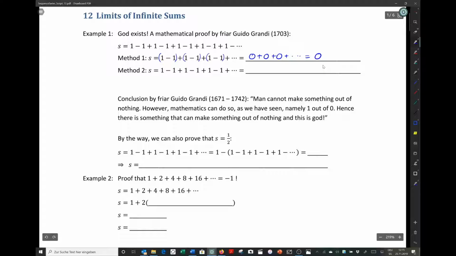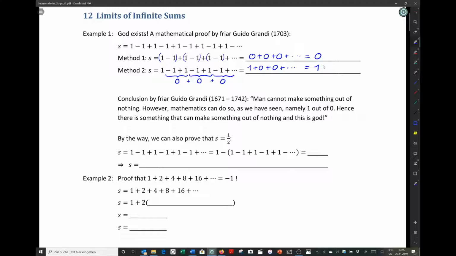However, there is another possibility by putting together the minus 1 and the plus 1 here, so getting 0. Taking again minus 1 plus 1 together, we get 0 again, and we can continue like this. We always get 0 here. So what we get is actually 1 plus 0 plus 0 and so on. So we get 1.